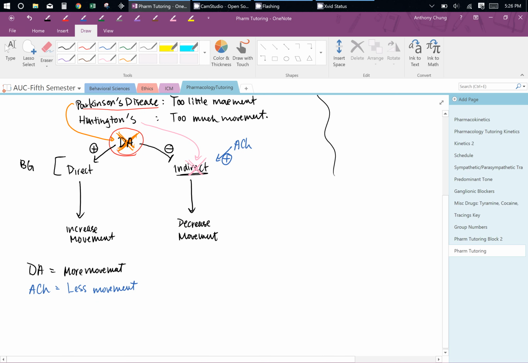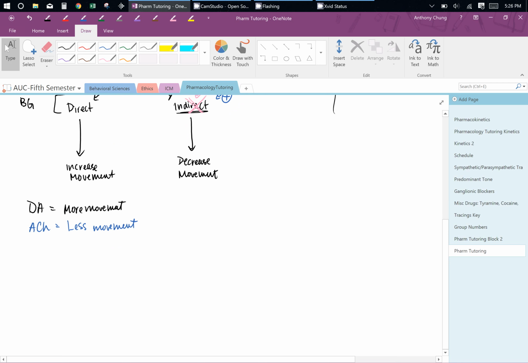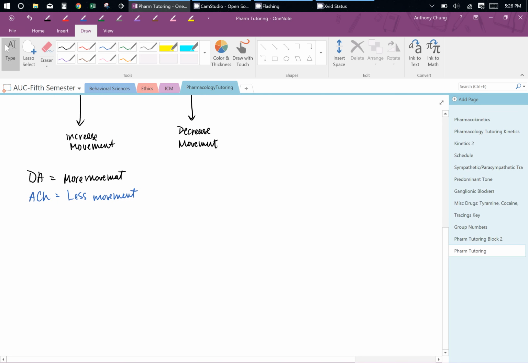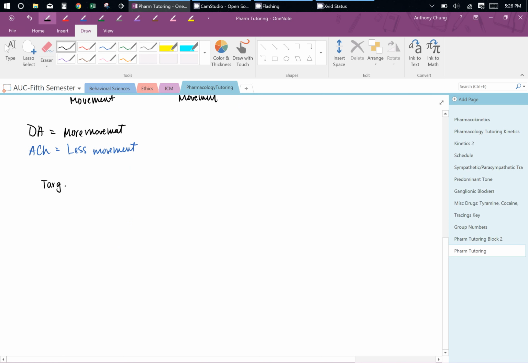So these two facts are very important. So target for Parkinson's disease treatment. Okay, you want to increase dopamine, and you want to do that in the CNS. So that's the target of the treatment.